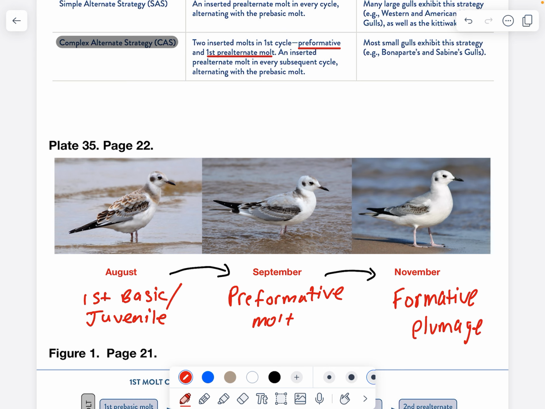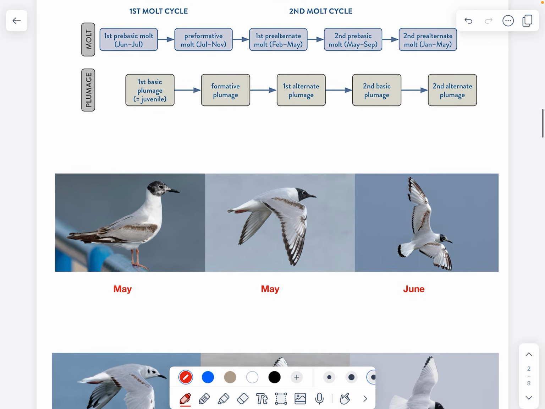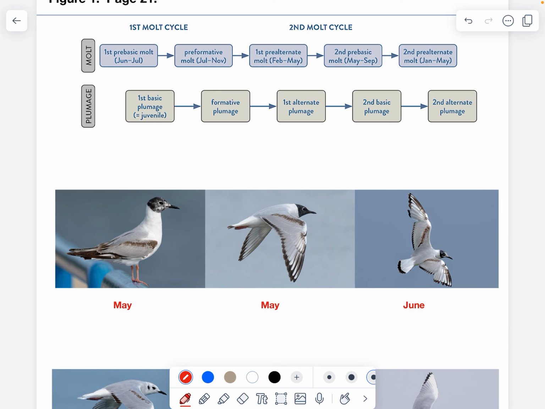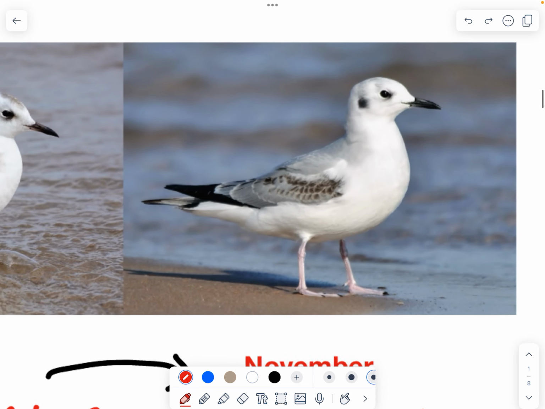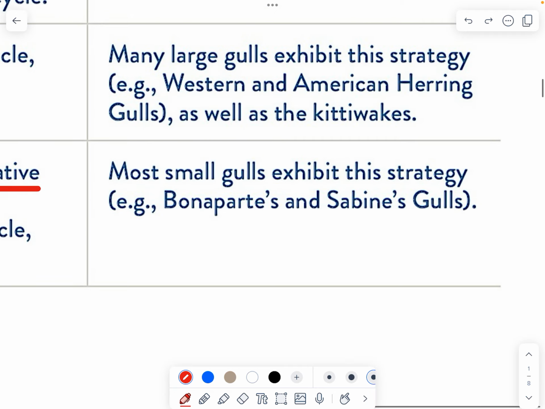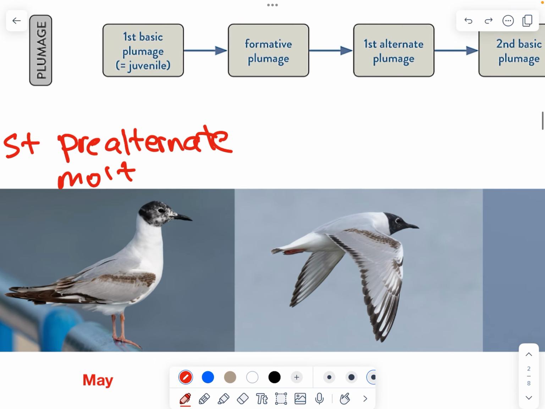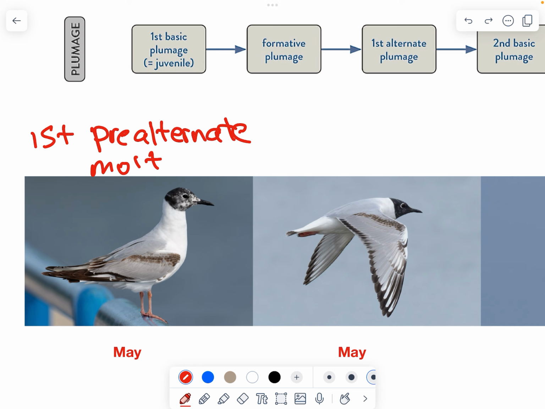What's interesting, though, is several months later, as we get closer to the breeding season, right around this time of year, late February, March, into April, these Bonapartes in first cycle undergo another molt known as the first pre-alternate molt. The head feathers are being replaced a second time in first cycle, and the neck feathers go from gray to white. Compare that to this individual here, which often has a lot of gray wash in formative, and then in first alternate they become a lot brighter.